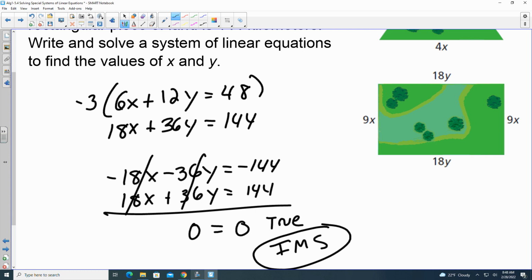And that is being able to solve special systems of linear equations.